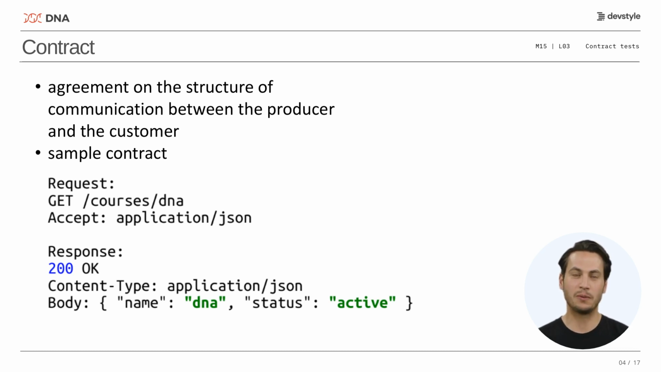What can such an agreement look like? The server says that making an HTTP GET request to it at the address /courses/DNA with the Accept header with the value application/JSON will make the server respond with the HTTP 200 OK status. It will reply with a Content-Type header equal to application/JSON and a response body that contains a name field with the value DNA and a status field equal to active.